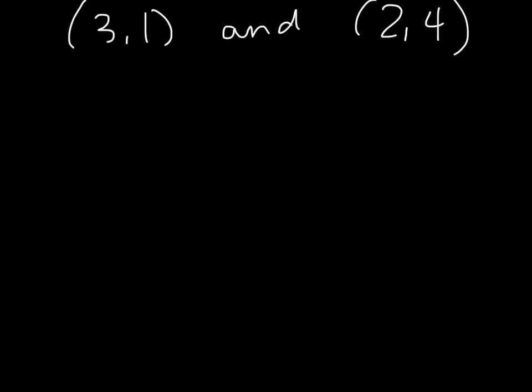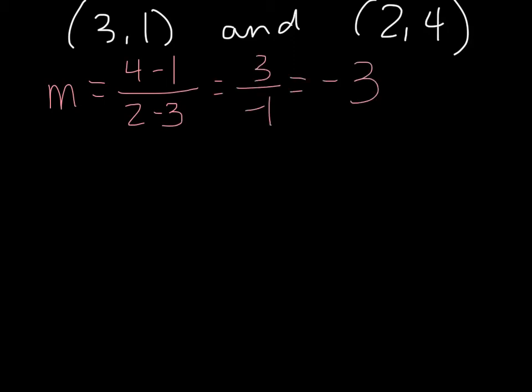Alright, so let's do one example. If we have a line and it goes through the points (3, 1) and (2, 4), the first thing we're going to do is find the slope. So we're going to do 4 minus 1 over 2 minus 3. So our slope is 3 over negative 1, or our slope is negative 3.